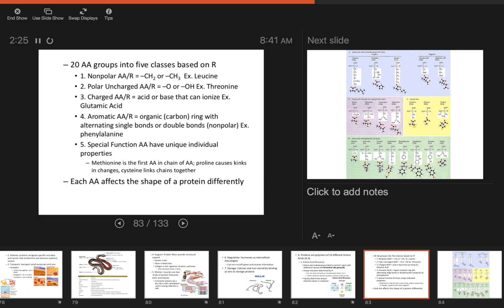An example of that is the amino acid methionine. For whatever reason, in eukaryotes, the first amino acid for every single protein that is ever made is always methionine. If you see a lot of prolines in your protein, then you see a lot of kinks. Cysteine tends to link chains together. So I'll talk about the levels of structure in proteins. In fact, that's where we're going to go next.